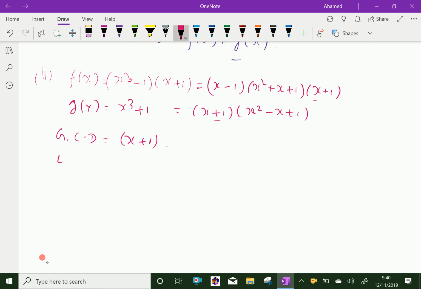Now LCM is, first write these things, that is x minus 1, x plus 1, and here also x plus 1. One time we can write it, then write here x square plus x plus 1, x square minus x plus 1. This is our LCM.